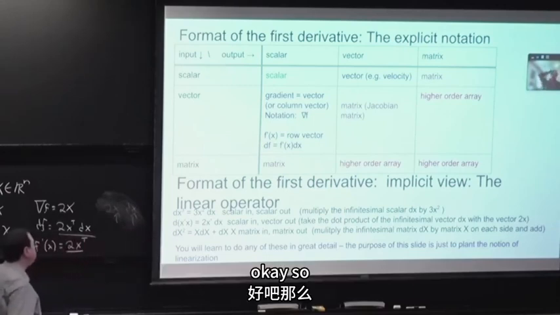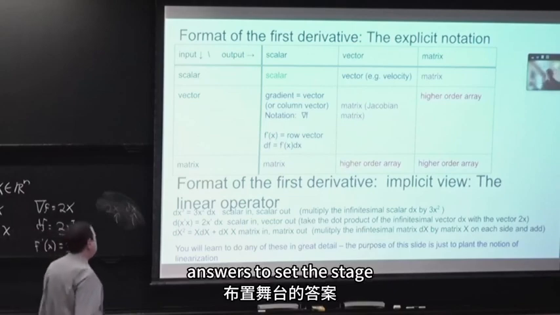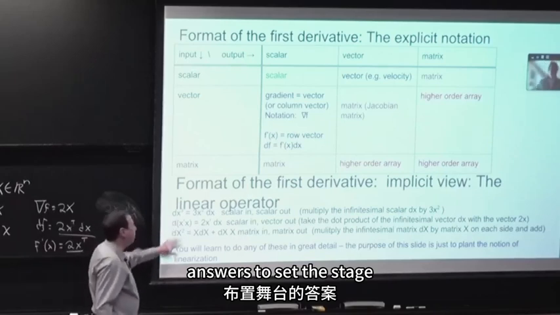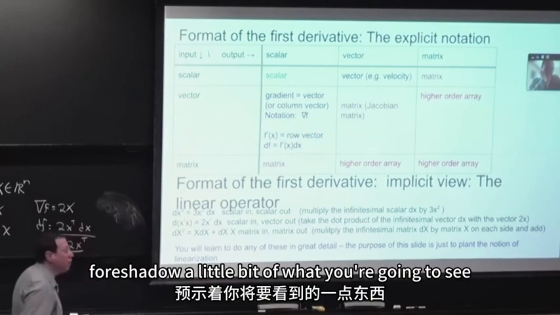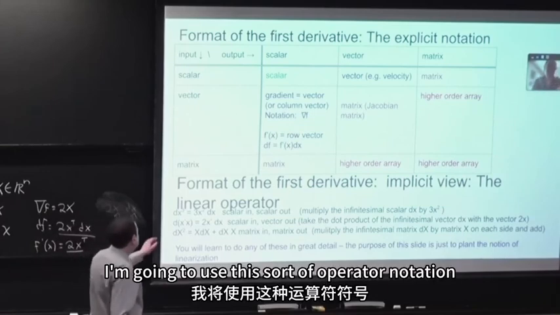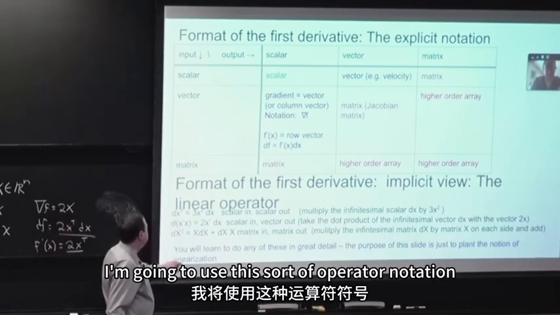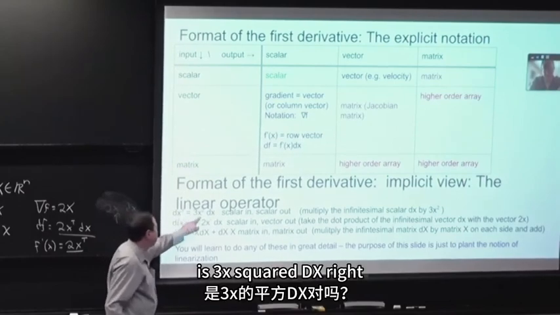Okay, so here are some answers to set the stage. Again, we're going to show you how to do this, but it's nice to foreshadow a little of what you're going to see. Here I'm going to use this operator notation, starting with one you're familiar with. The derivative of x cubed is 3x squared dx.